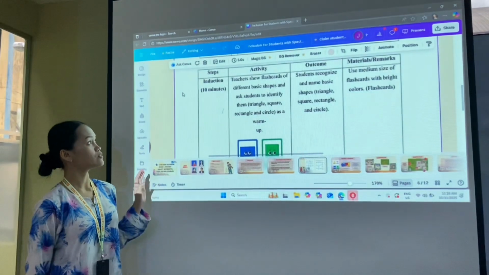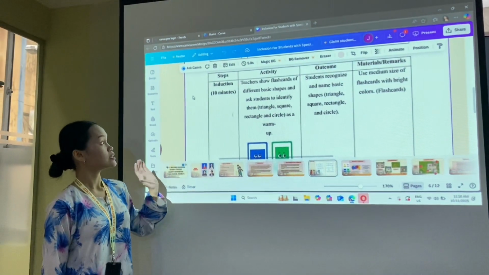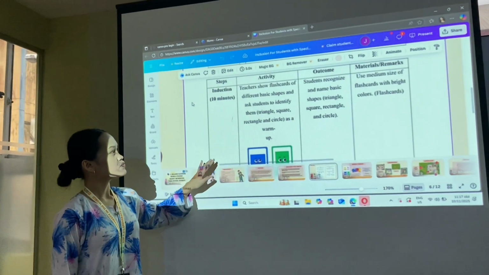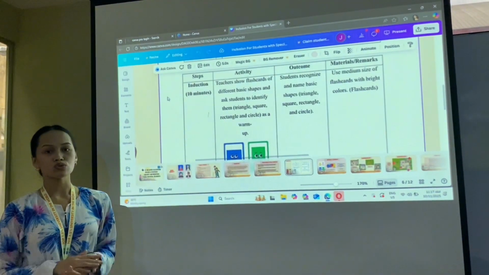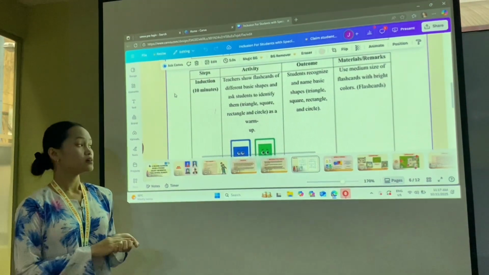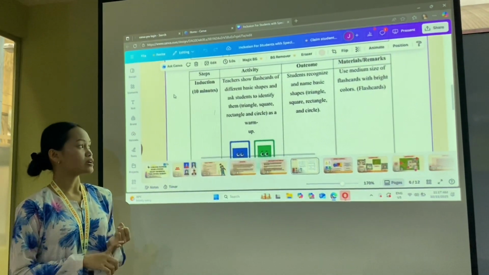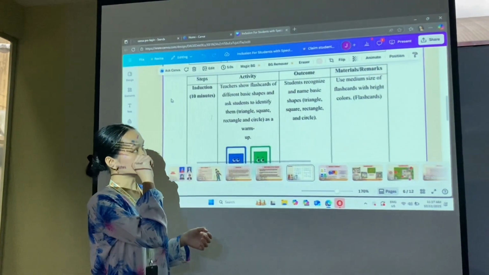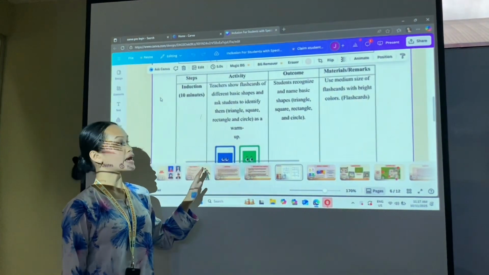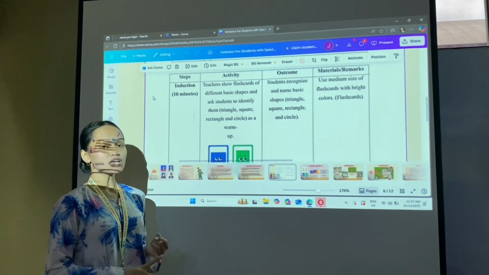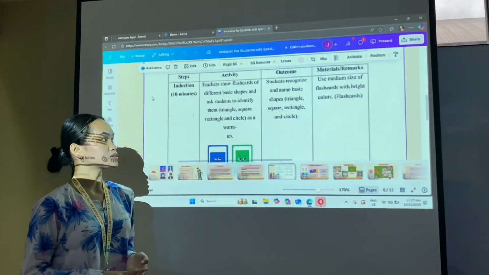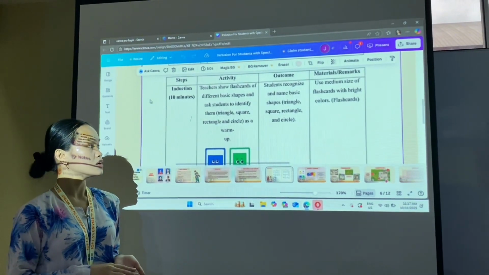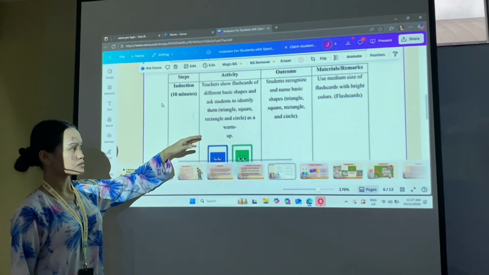So the first step, introduction, takes 10 minutes. The teacher shows flashcards of the different basic shapes and asks students to identify the basic shapes, which are triangle, square, rectangle and circle, as a warm-up. The learning outcome is students recognize and name basic shapes. The material we use is a medium-size flashcard with bright colors, and this is our flashcard example.